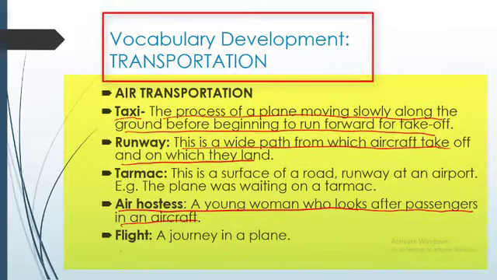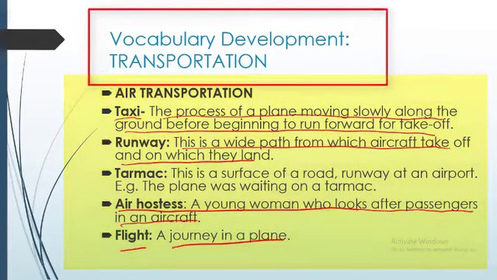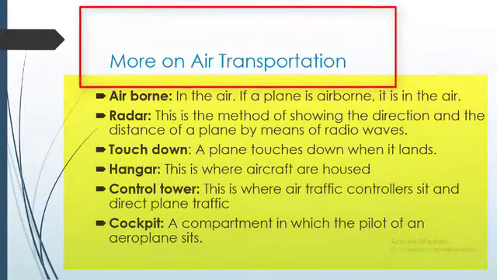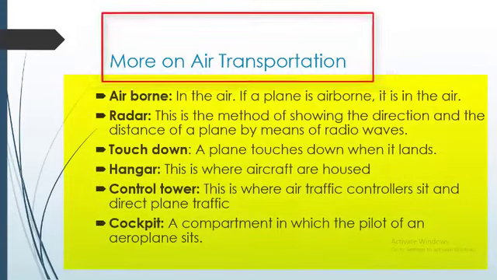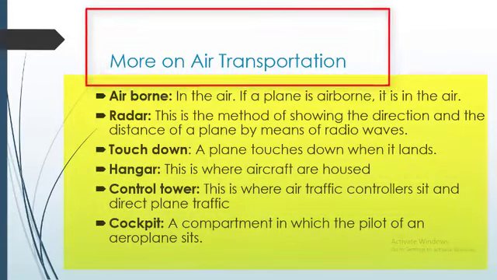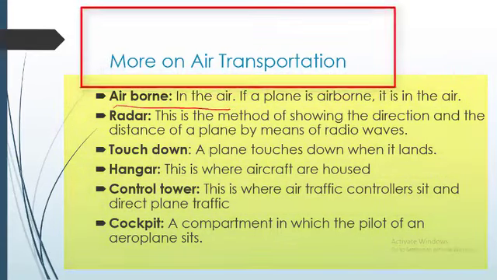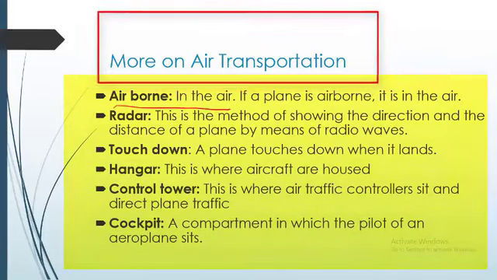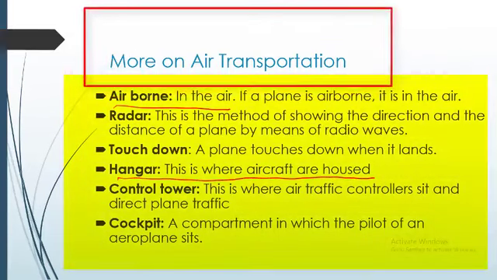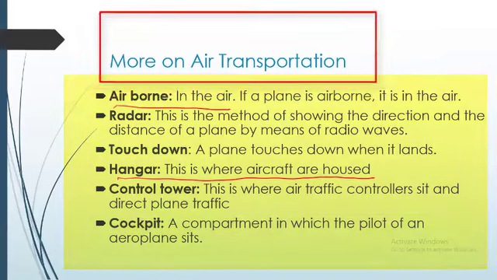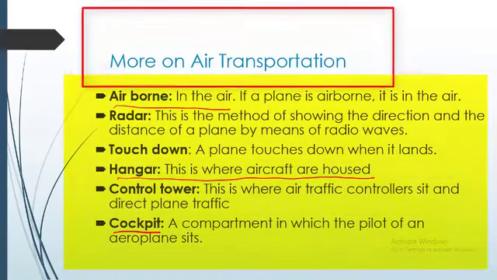Then we have flight. Flight is a journey on a plane. Okay, that's what you call a flight. Then you say somebody or something is airborne, it actually means it has an affiliation with the air. We have what you call hangar. A hangar is where aircrafts are kept. Okay, the shed where they are kept is called the hangar. And I also told you about the cockpit. The cockpit is where the pilot and the assistant pilot sit.